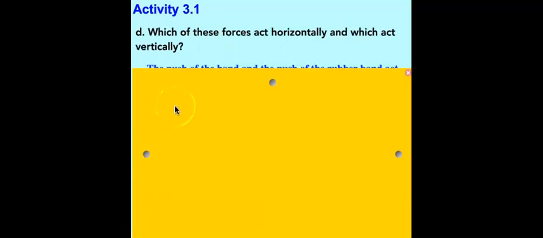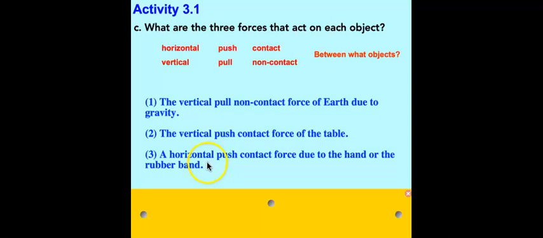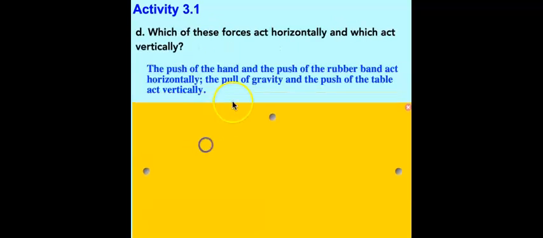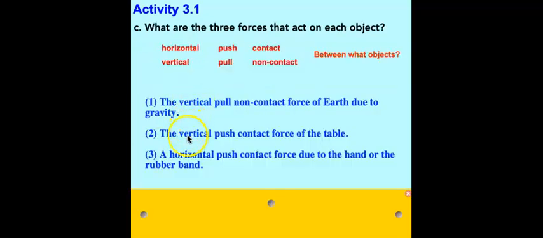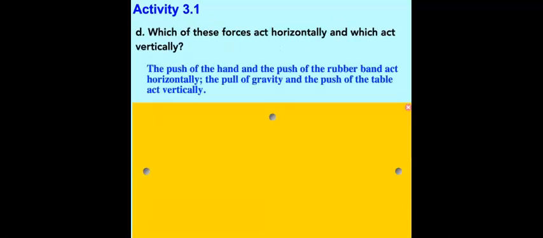E, which of these forces act horizontally? Well, again, you just have to go through here and look for horizontal. So it's vertical, horizontal. So I said the push of the hand and the push of the rubber band act horizontally. Which ones act vertically? Well, vertical. So you basically already have the answers. The pull of gravity and the push of the table act vertically.